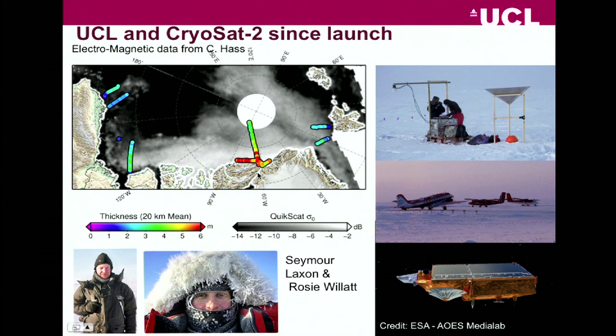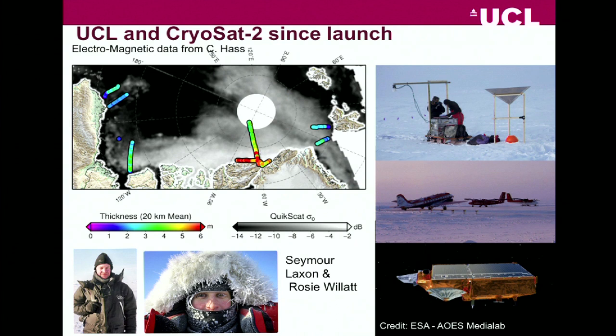So to do that, we had to get ourselves up to a place called Alert, which is about here. And it's a Canadian military base. And then from there, we got onto a small aircraft and we flew out onto the Arctic Ocean, where we landed on the frozen ocean, and got all our kit out, then did our experiments with our radar. We did ground surveys, back in the plane, and then back to the base. And we set up two sites, a north and south site on the ice, and a base as well on the ice that was landfast to the coast.